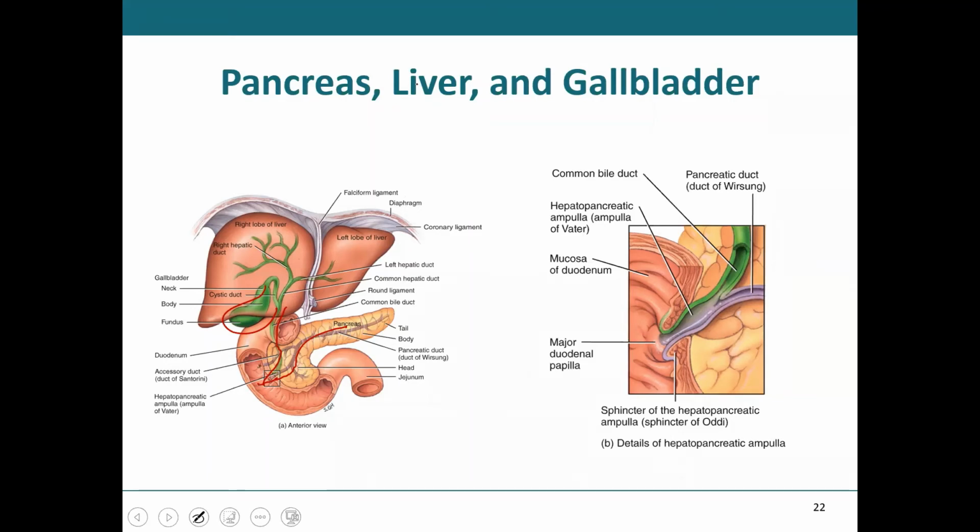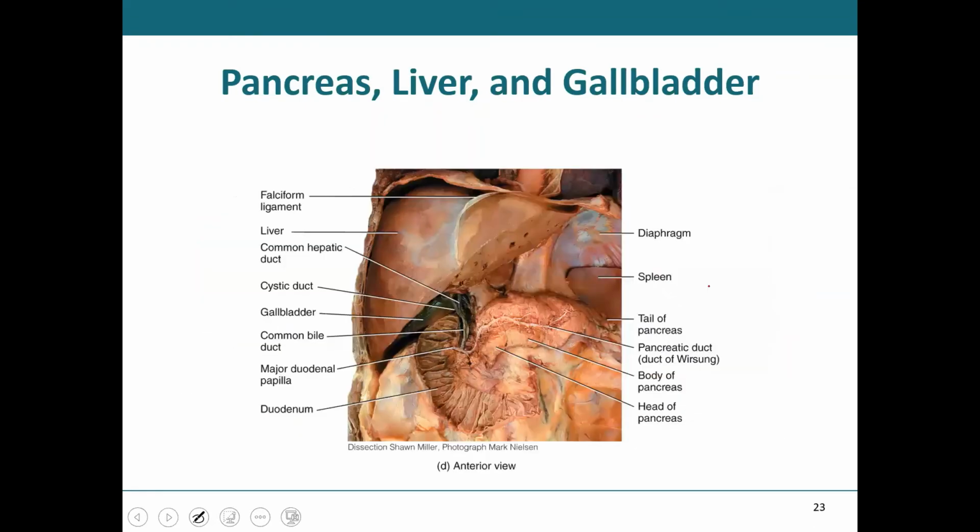Both liver, gallbladder, and pancreas all dumping their contents into the duodenum in the same area. And this is what it looks like close up. So you have in green, this is that common bile duct. There's that pancreatic duct. The two join each other to give you a hepatopancreatic duct and opens up right there. No big deal. And here's what it looks like in the real life image.